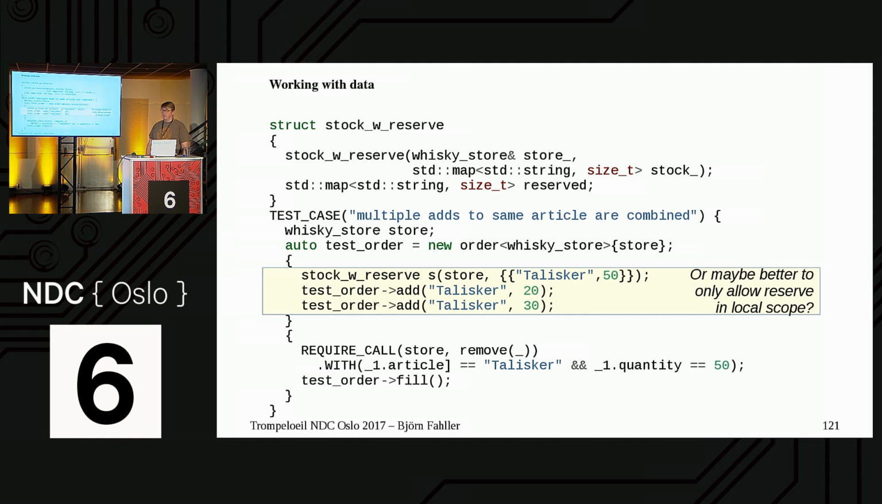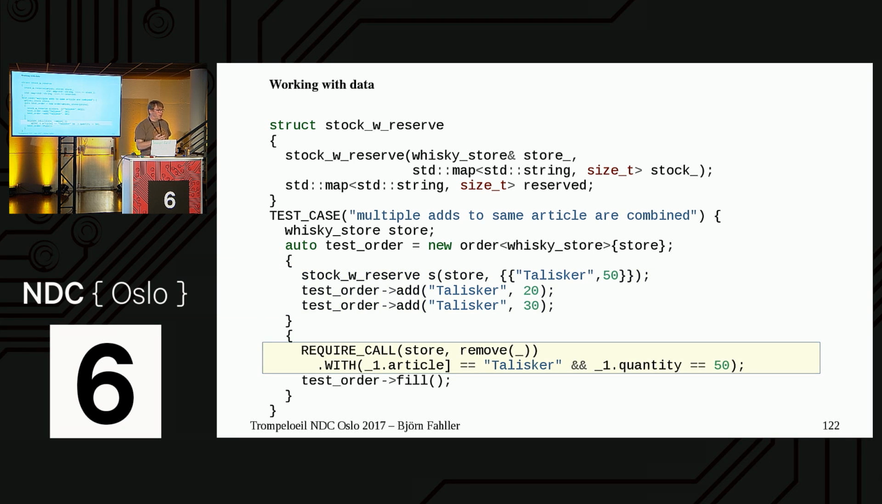Perhaps a better way, though, is instead to just let our stock with reserve be on a narrower scope. This means that we obviously cannot refer to the map called reserved in here because it's dead and gone. A matter of taste, I guess.